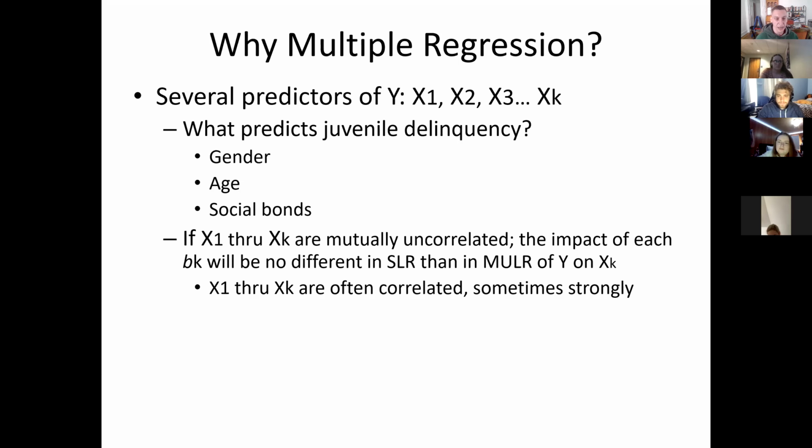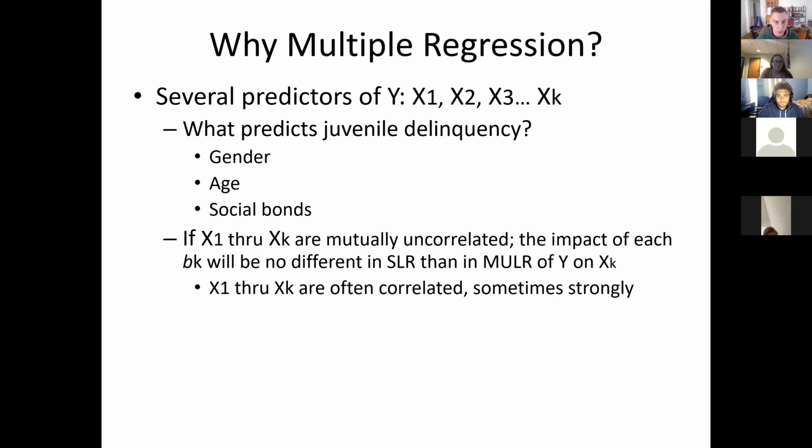There is an idea, at least theoretically, that if you have a bunch of predictors and they're all mutually uncorrelated, like all your predictors for delinquency are not correlated with one another, then theoretically the impact of each one would be no different than in a simple linear regression. But that's realistically not true.